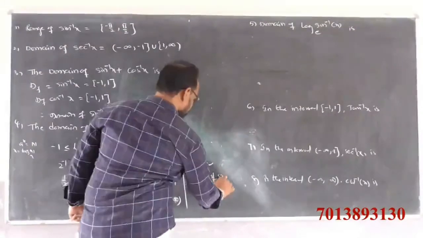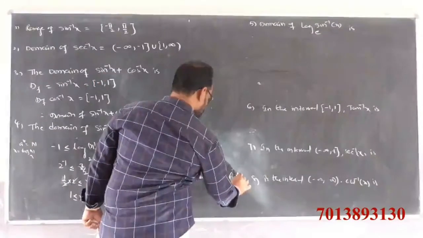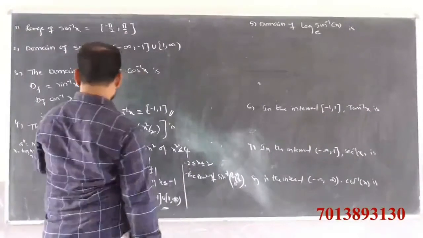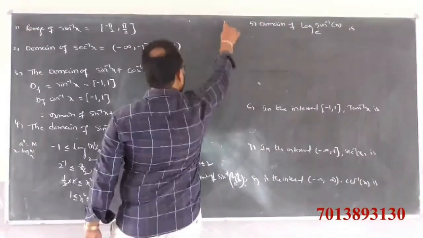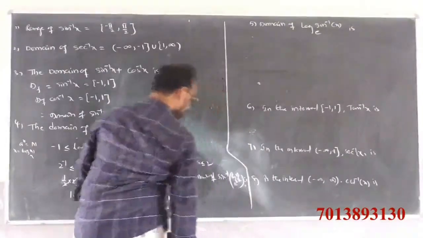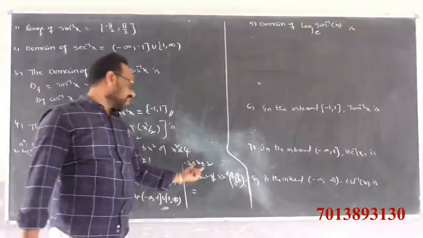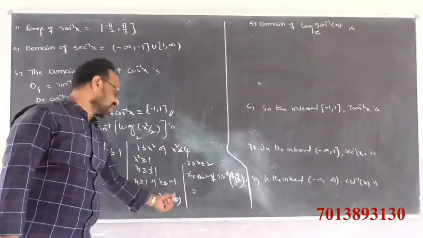sine inverse of log x square by 2 to the base 2. Log x square by 2 to the base 2, sine inverse of that, is clearly... what is the intersection point? Here x is lying between minus 2 and plus 2. Here x is minus infinity to minus 1 union 1 to infinity.